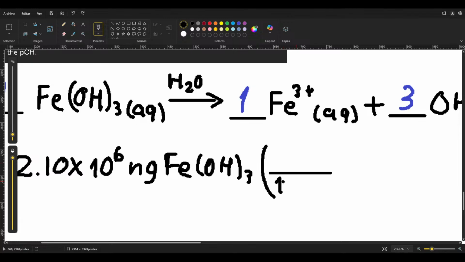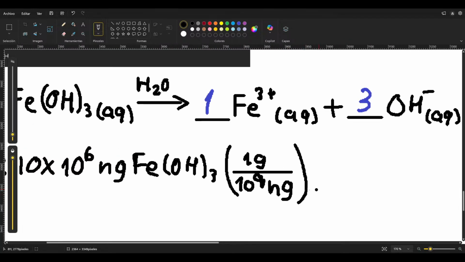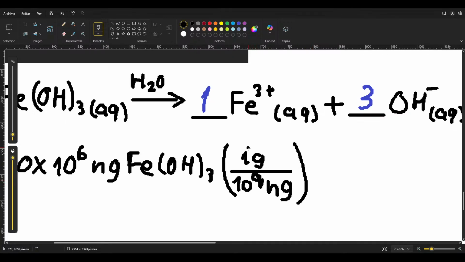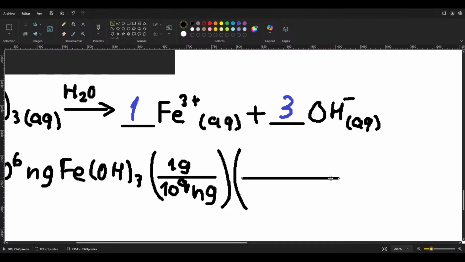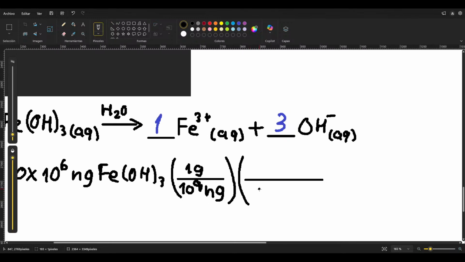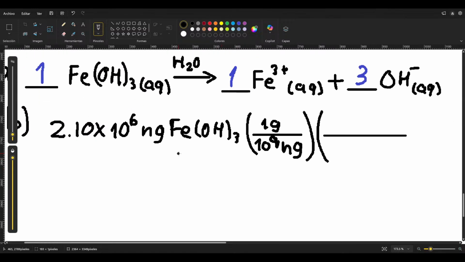Okay, nanograms. Basically 1 gram is equal to 10 to the 9 nanograms, or the other way around. We can put 10 to the minus 9 grams above and 1 nanogram below, or 1 gram under. Either way, and it still works. Exactly, either combination works.